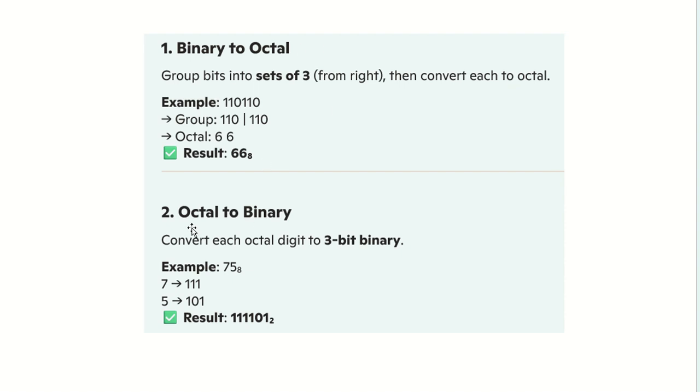Now if you have to convert octal to binary, we have to find the binary value of the individual digits. For 7, the binary value is 111. For 5, the binary value is 101. Now we write it together, 111101.